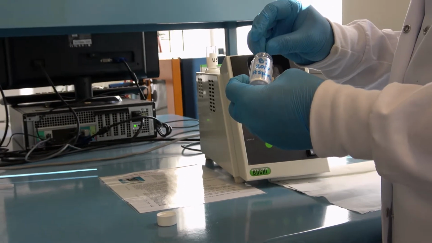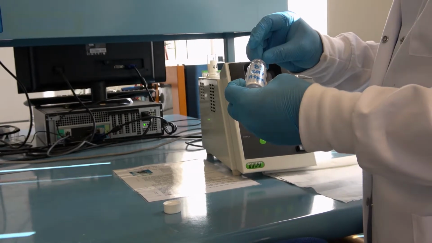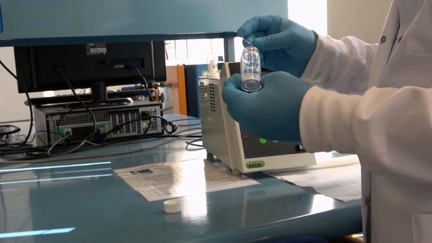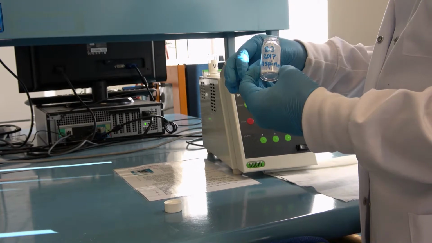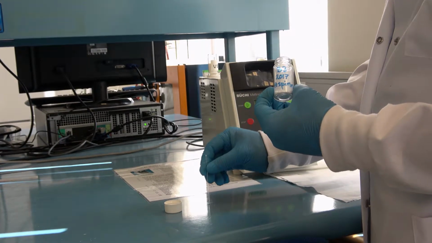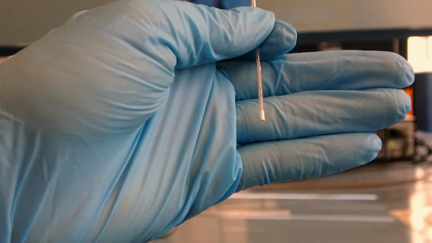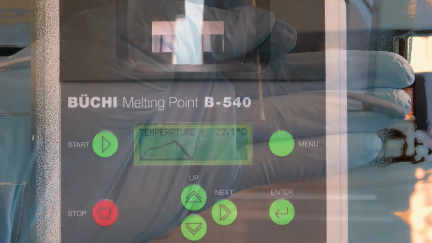Getting the compound into the capillary tube is done by turning the tube upside down and dabbing the opening into the powder. The tube is then struck down against a hard surface, such as the lab bench. This forces the analyte to the bottom of the tube. This process is repeated until 2 to 4 millimeters of compound have been collected into the tube.